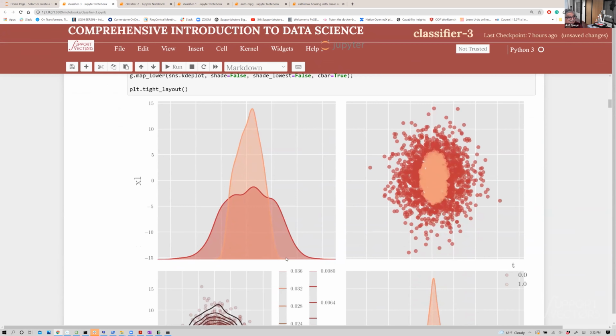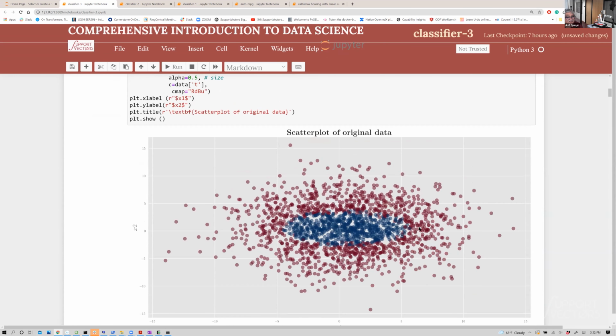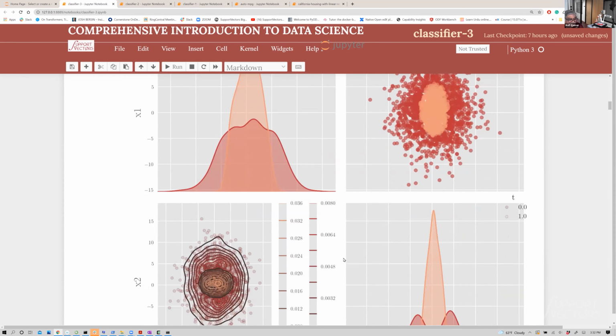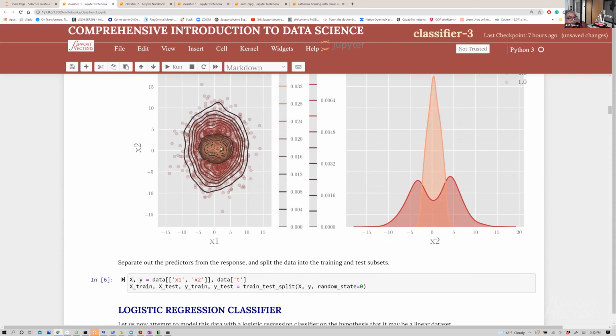Now, do you notice that the purple is sort of scattered, but the blue is concentrated? You can see it in the two density plots. The blue density plot is peaked and concentrated. The purple density plot is spread out. And you see this very peculiar diagram inside here, right?